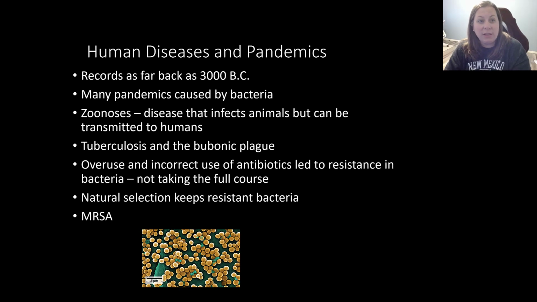So guys, natural selection keeps resistant bacteria around. They are able to survive, and this is why we haven't been able to kill out bacteria solely and all the way, okay? And so natural selection, like Darwin talked about, plays a role in this. However, MRSA is one of those examples where it has changed because of how we used antibiotics.